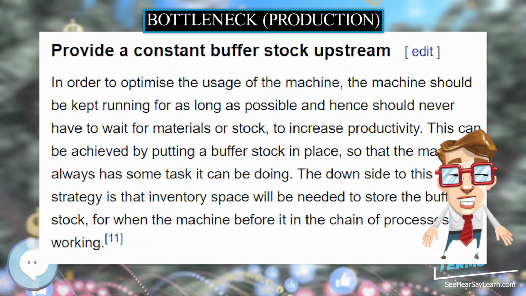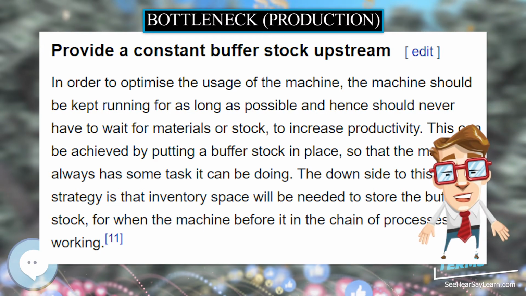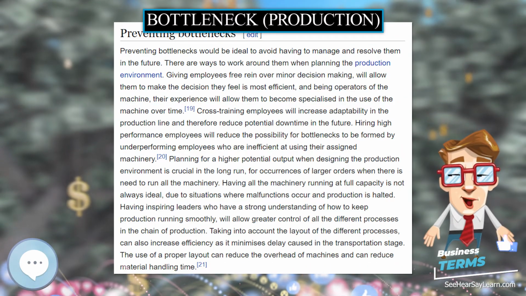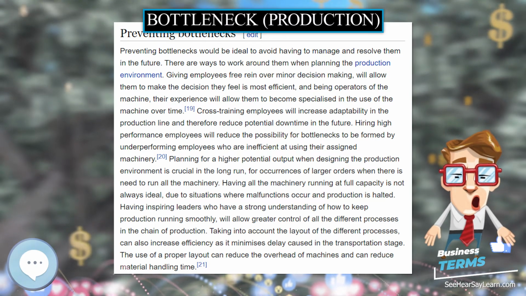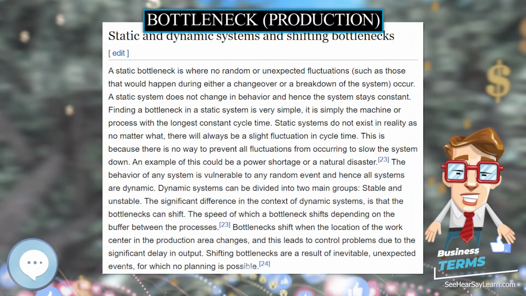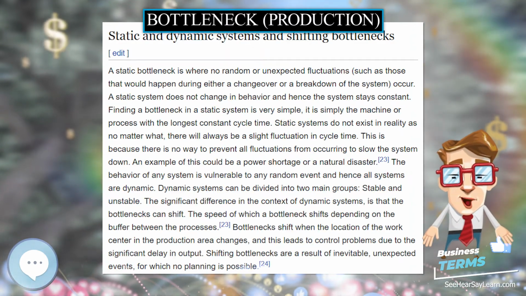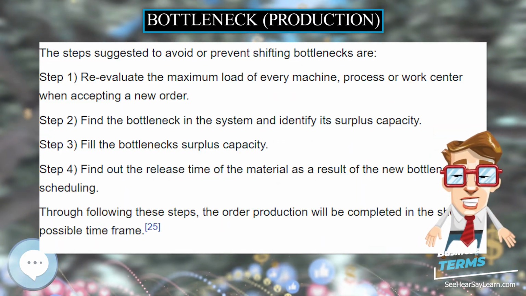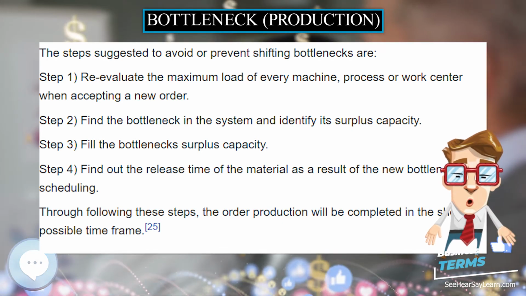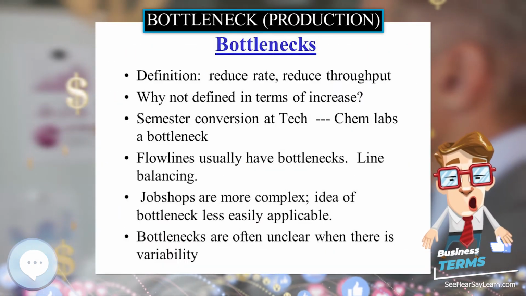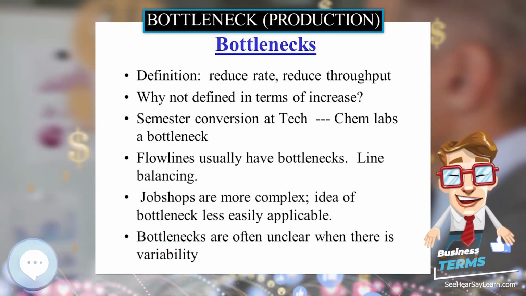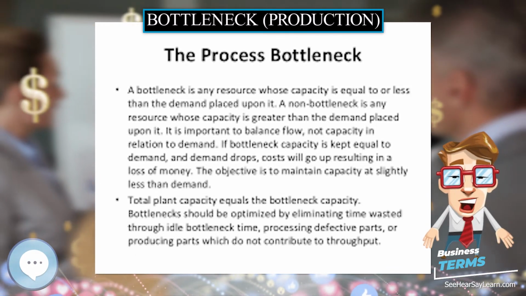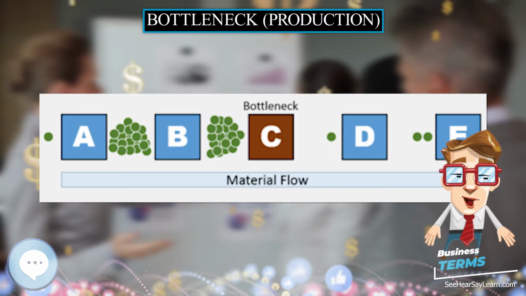their assigned machinery. Planning for a higher potential output when designing the production environment is crucial in the long run, for occurrences of larger orders when there is need to run all the machinery. Having all the machinery running at full capacity is not always ideal, due to situations where malfunctions occur and production is halted. Having inspiring leaders who have a strong understanding of how to keep production running smoothly will allow greater control of all the different processes in the chain of production.